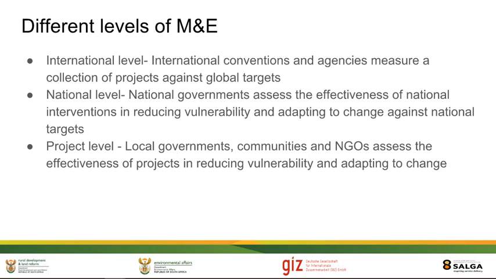Monitoring and evaluation systems are implemented at different levels, including international, national, and project level. At an international level, international conventions and agencies focus on assessing a collection of projects against global targets. At a national level, national governments assess the effectiveness of national intervention in reducing vulnerability and adapting to change against national targets. At a project or program level, local governments, communities, and NGOs assess the effectiveness of projects in reducing vulnerability and adapting to change.